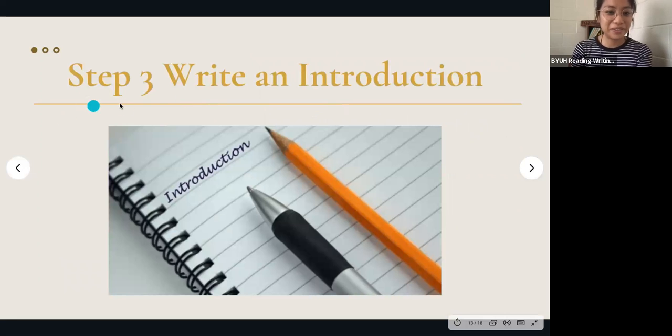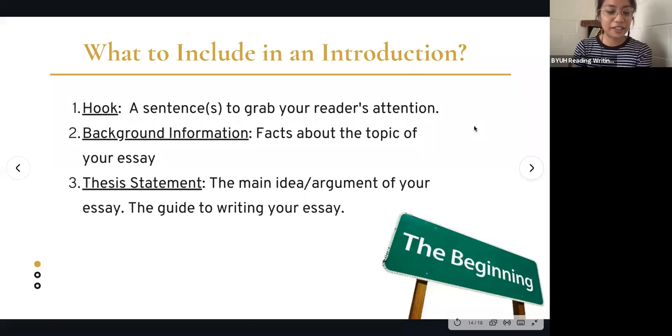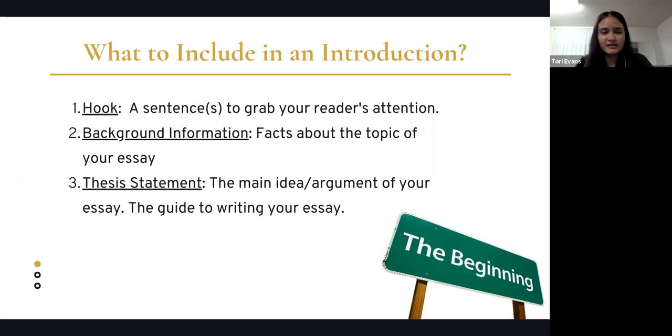Okay, here we come to the third step, write an introduction. So for this part of the essay writing process, what should we include in an introduction? There are three main things that are necessary for writing an introduction, which is the hook, background information, and the most important thesis statement. So basically, a hook can be a sentence or a couple of sentences that grabs your reader's attention so that they stay focused and they're engaged in the rest of your essay.